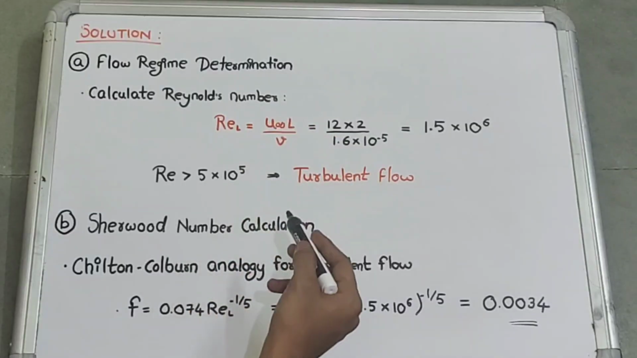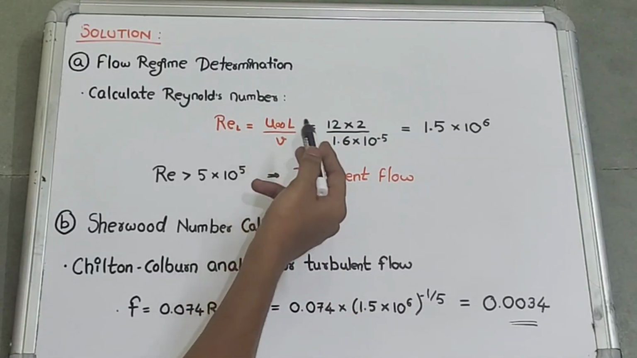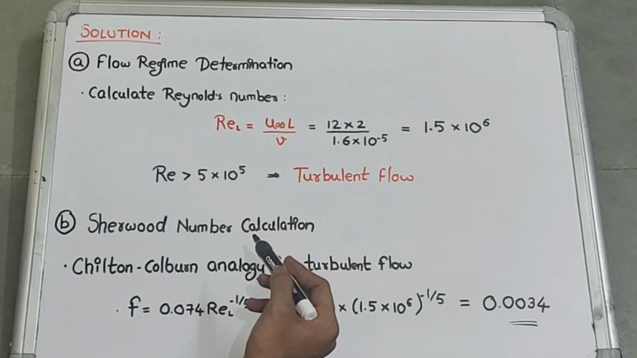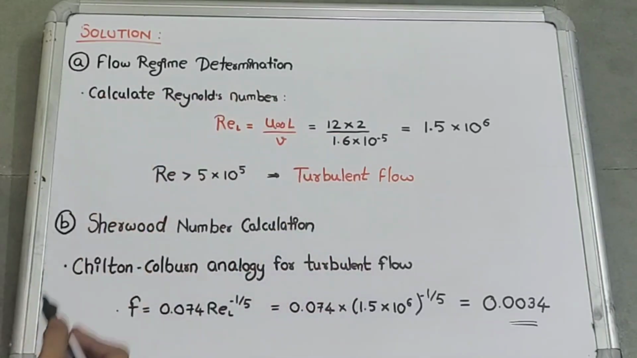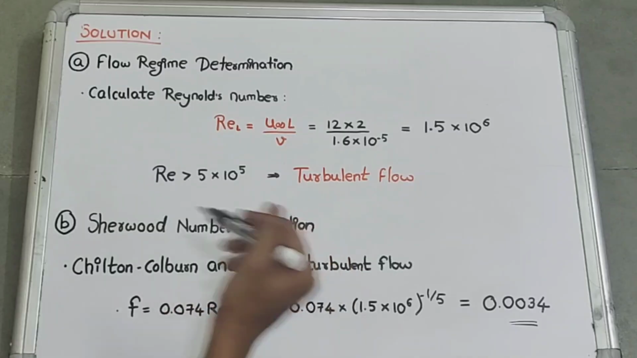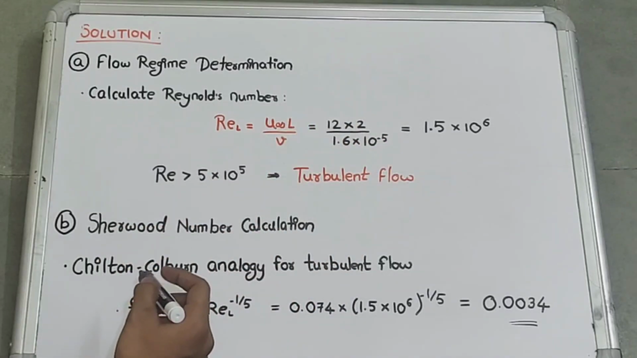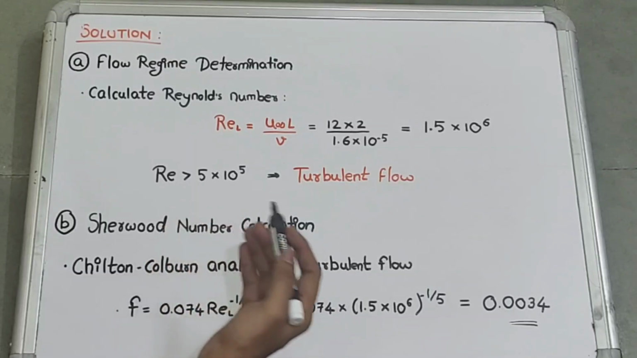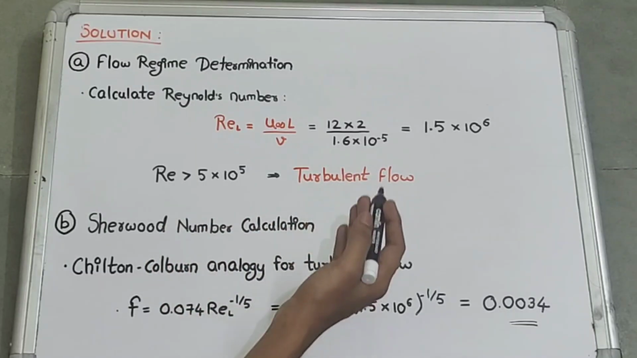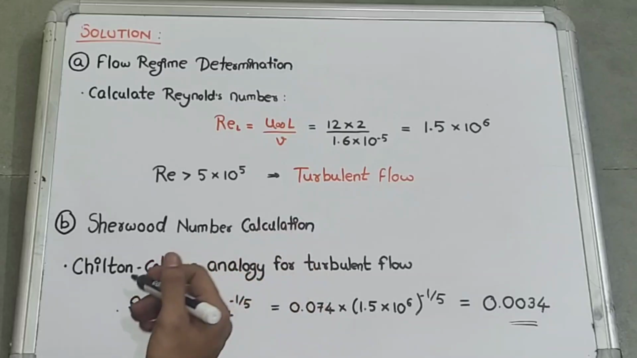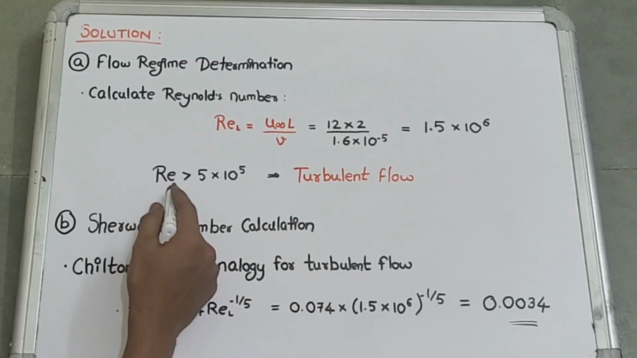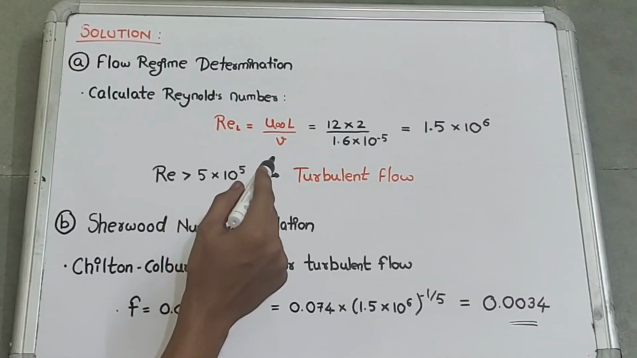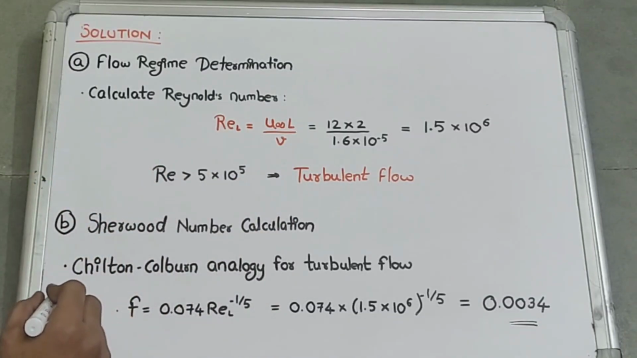All these terms are given in the problem. Velocity is given as 12 meter per second, length is given as 2 meter, and kinematic viscosity is given to be 1.6 into 10 to the power minus 5 meter square per second. As we know, Reynolds number is a dimensionless quantity. Therefore, it comes out to be 1.5 into 10 to the power 6. As the Reynolds number is greater than 5 into 10 to the power 5, we get turbulent flow.